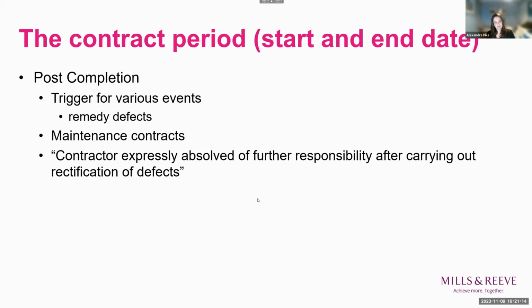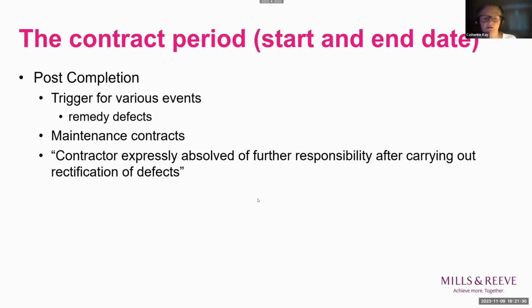But note, these situations don't usually, under most contracts, absolve the contractor of all responsibility for repair of defects beyond the period of the expiry of the defects liability period. There's still that ongoing responsibility.